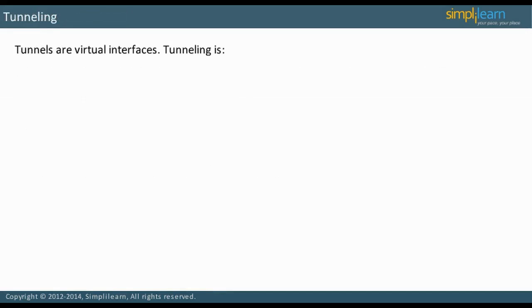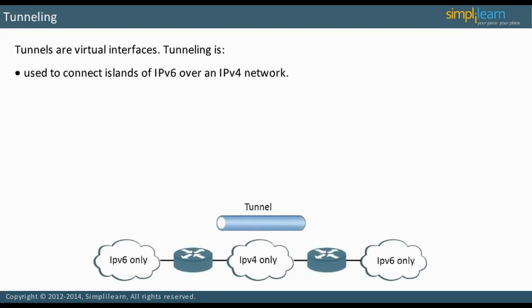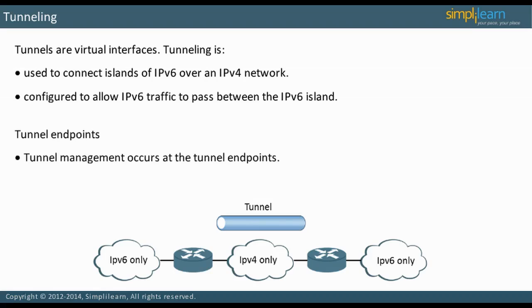The third IPv6 transition method is tunneling. Tunnels are virtual interfaces. They are similar to the switched virtual interfaces, SVIs, that are used in switches. Tunneling can be used to connect islands of IPv6 over an IPv4 network, as shown on the image. A tunnel is configured to allow IPv6 traffic to pass between the IPv6 island on the left to the one on the right. Tunnel management occurs at the tunnel endpoints.